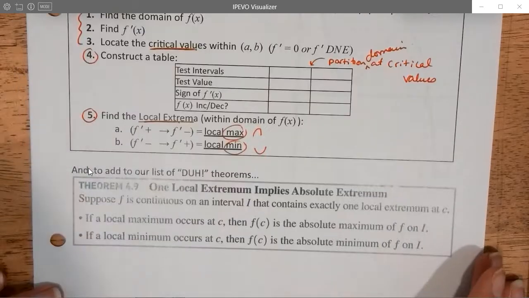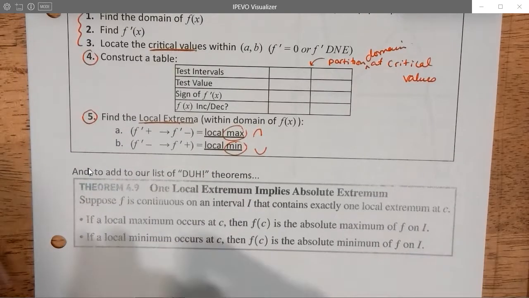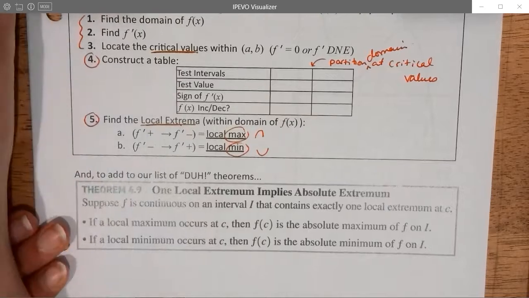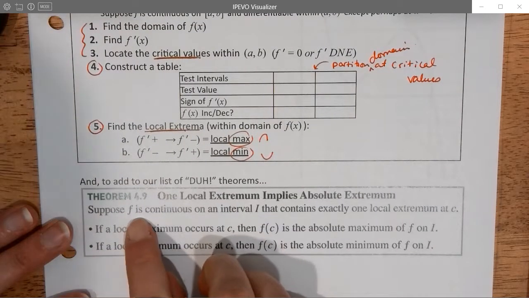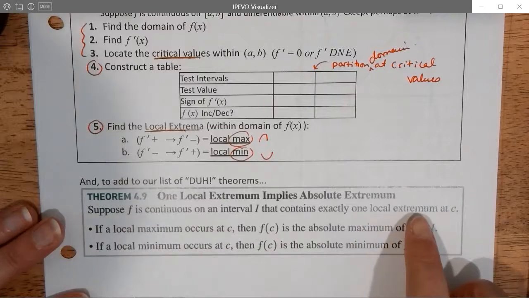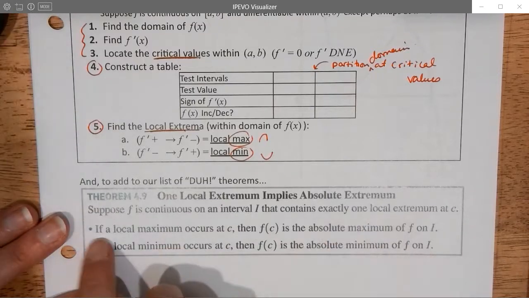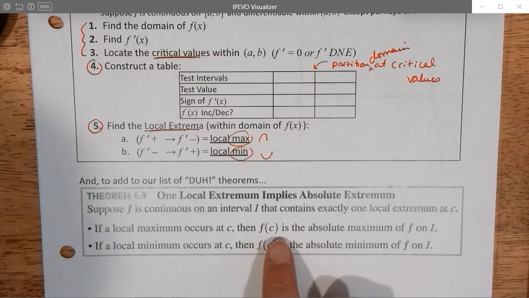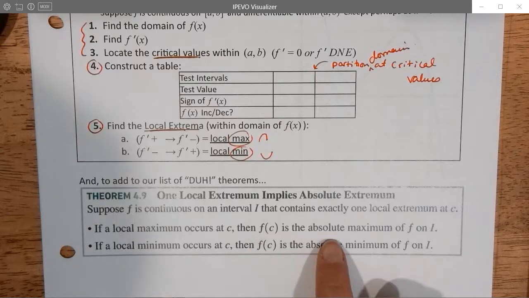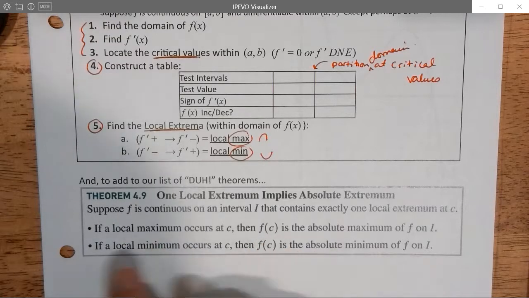And finally, at the end of this page, we've got one more theorem. Theorem 4.9 says that if I have a continuous function that has exactly one local extrema, if the local extremum occurs at C, then I have an absolute max. Sorry, if I have a local max I have an absolute max. If I have a local min, I have an absolute min.